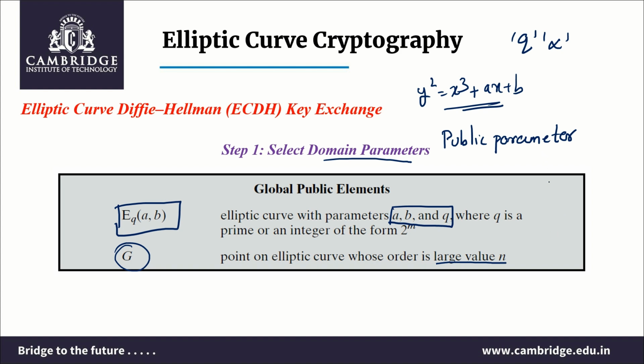So where we are restricting it to n. So that n is what is this? Okay, fine. So this is about selecting domain parameters. You have an elliptic curve with the parameters a, b, and q. Here q is a prime number, or it can be a number of the form 2 power m. And G is a point on the curve whose value can be as large as n, not beyond that.